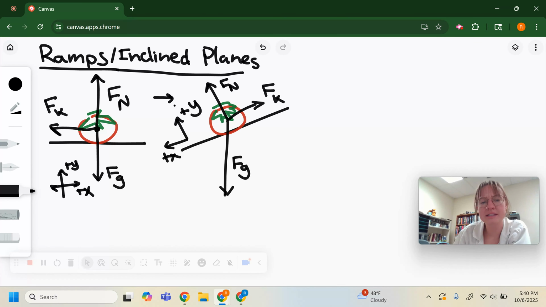This strikes a lot of students as strange because they are used to this way being x and up and down being y, like this. But let me show you why this is going to be very convenient.